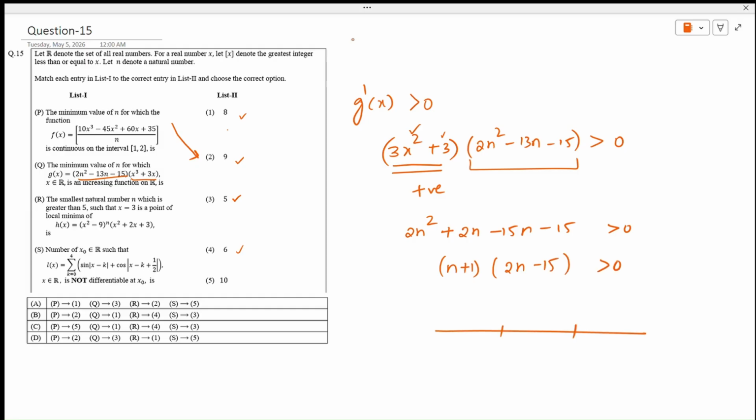So the two values are minus 1 and 15 upon 2, which is 7.5. Since n is a natural number and for this condition to be satisfied, n must be greater than 15 by 2 or less than minus 1. It can't be less than minus 1. And the first natural number which is greater than the given condition is 8. So for Q, the answer is option 1. If you look closely, for P, we are getting 2 options, and for Q, we are getting only 1 option. So the answer is option B.